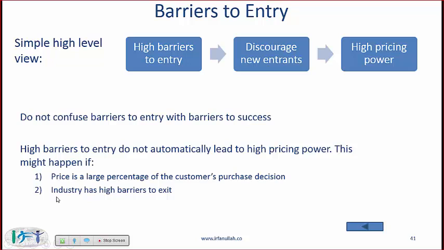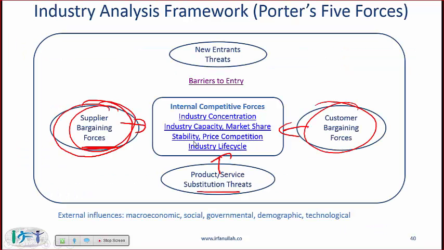Another issue is that the industry has high barriers to exit. So it is not easy for Boeing to exit the airline manufacturing business. So these are 2 reasons why, even though barriers to entry are high, the pricing power might not necessarily be high. Next, we look at the internal competitive forces within an industry.